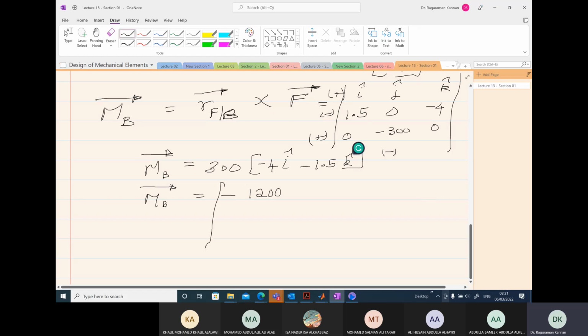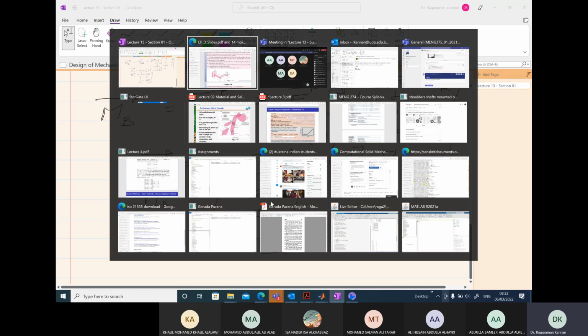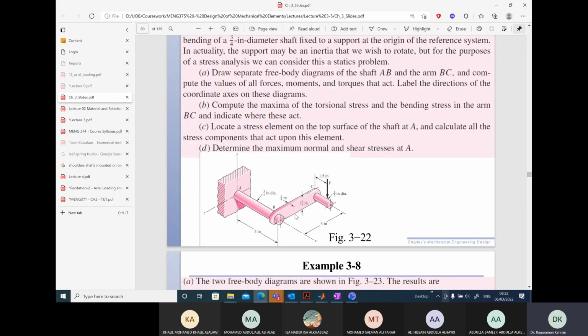So I can write it in vector form, the array form. Y component is 0. Then we have minus 450. So at the point B, we have moment about the x-axis, and it is about negative x-axis 1200. Use your right hand rule and you will realize in what direction it is. So this is a torque. This is essentially a torque for the shaft.